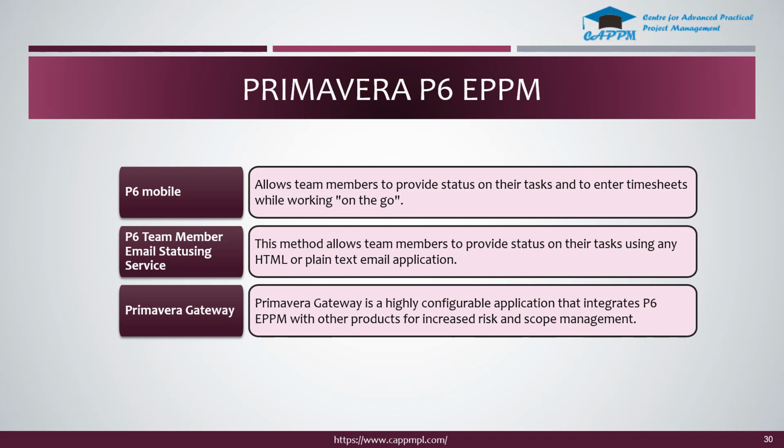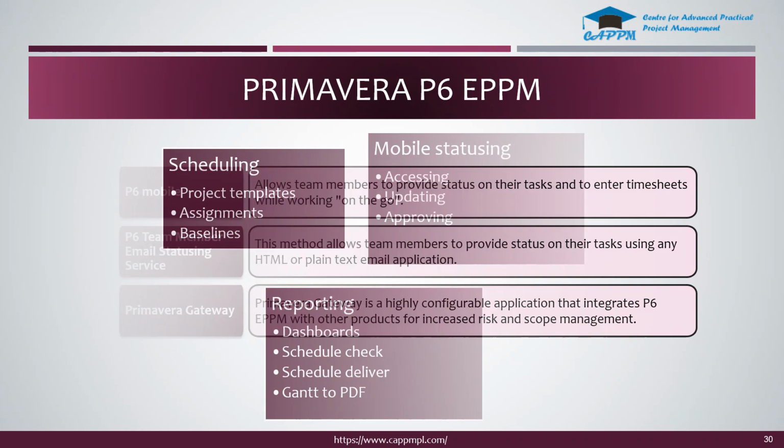So using mobile, the team member can also update their activity status and send it to their project manager for approval. And we also have P6 Team Member email statusing, which allows the team member to text any email application on the project status. The next one is the Primavera Gateway, which allows you to integrate with other third-party applications.